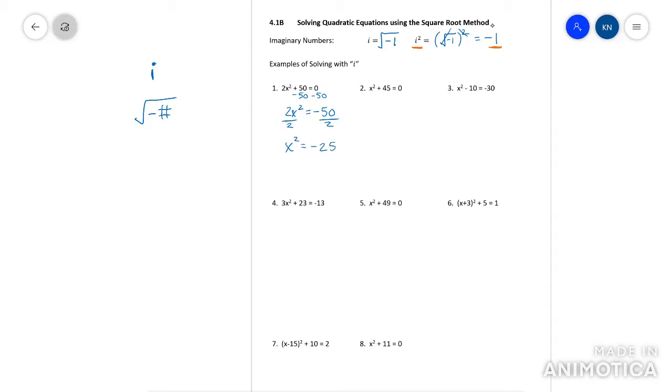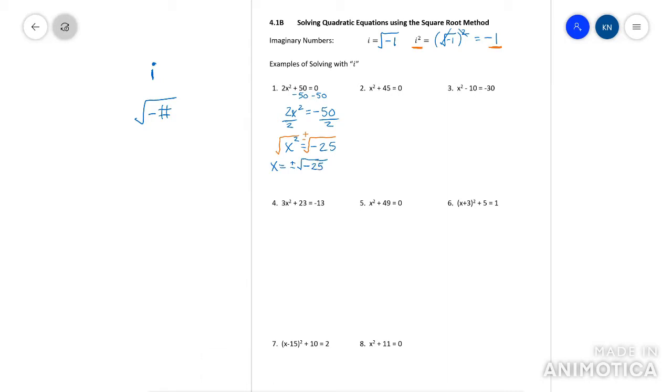All right, now when you're here, if this had said plus 25, it'd be easy. You could just root it, x equals plus minus 5. But the fact that there's a negative means when you root this, you're still going to use plus minus. But it's going to look like this: x equals plus minus root of -25.